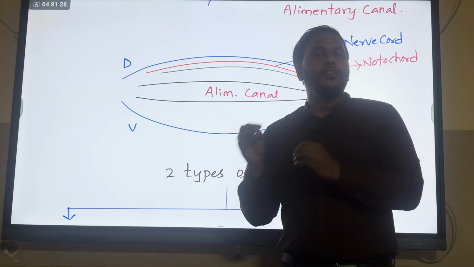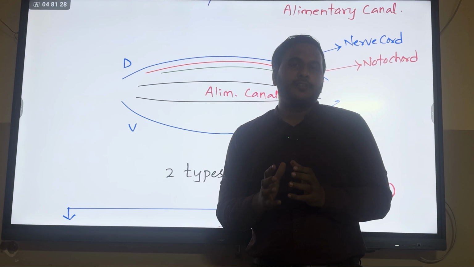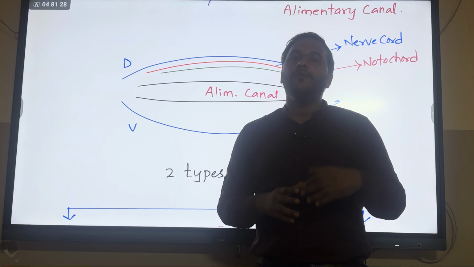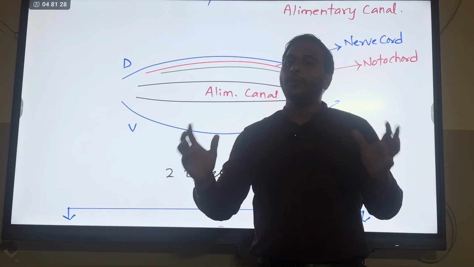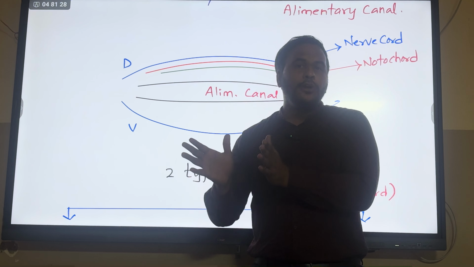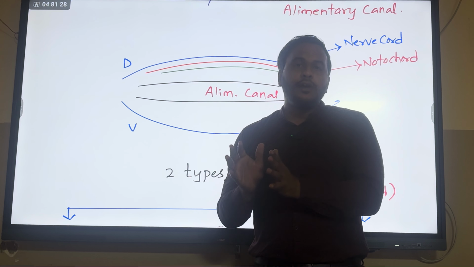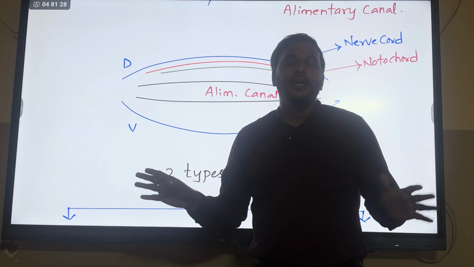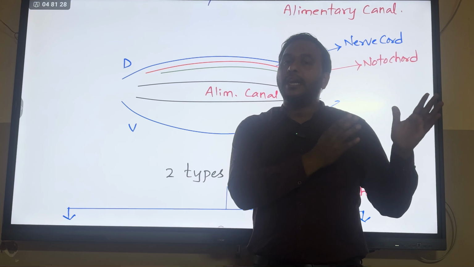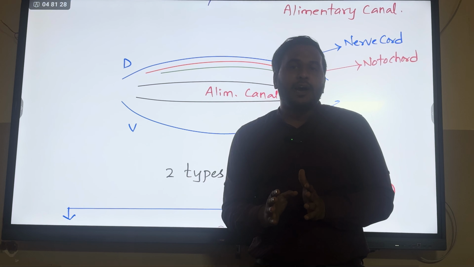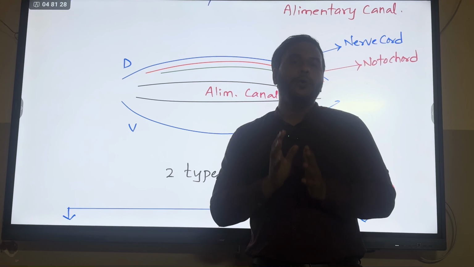The animals with notochord, we call them chordates. Animals without notochord, we call them non-chordates. So there are two categories. Phylum number 1 to 9, we call them non-chordates because there is no notochord. And animal phylum number 11, we call them Chordata because they have a true notochord.